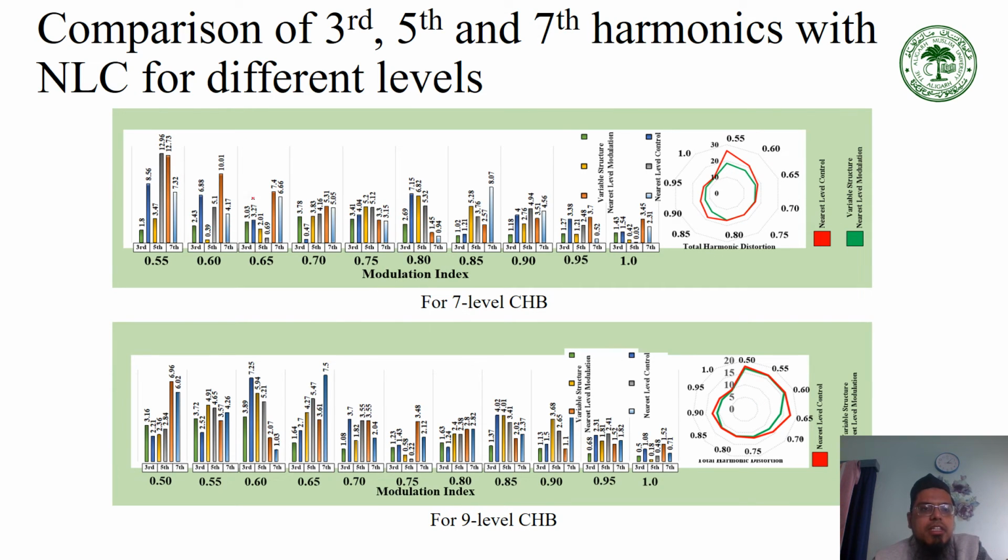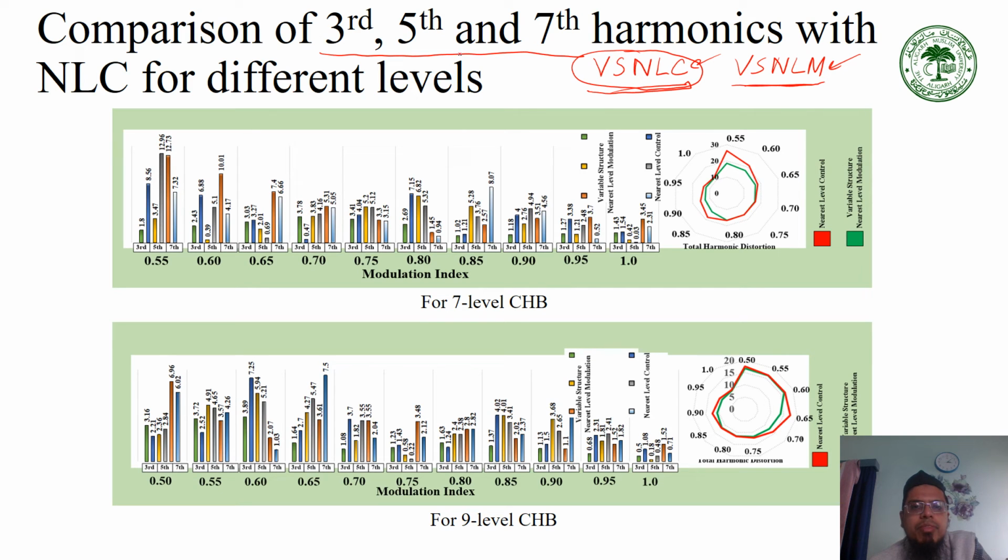And another interesting thing is that even the third, fifth and seventh harmonic levels have come down in case of variable structure nearest level control, VSNLC or VSNLM. You can call it variable structure nearest level control or variable structure nearest level modulation. You can call it both. So the lower order harmonics in case of VSNLC are less compared to NLC, the conventional nearest level control.